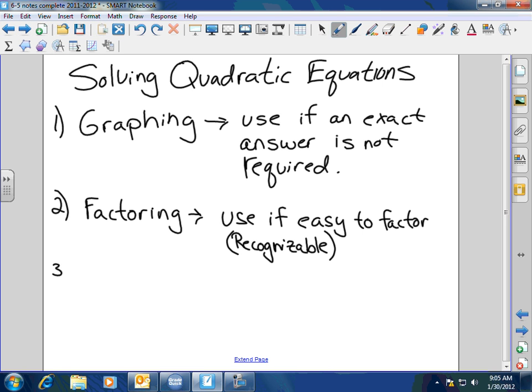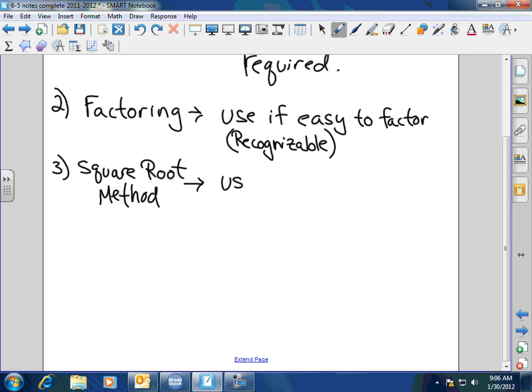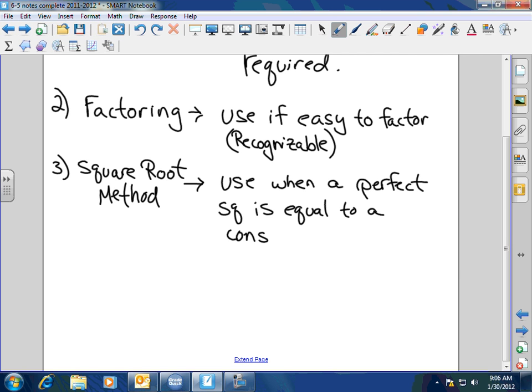You also have the square root method. You can take the square root from both sides, similar to how you finish up completing the square. And use for equations with a perfect square, when a perfect square is equal to a constant. For example, if I tell you x plus 2 squared equals 9. Take the square root of both sides there, subtract 2, boom, you're done. That's easy. Square root method.